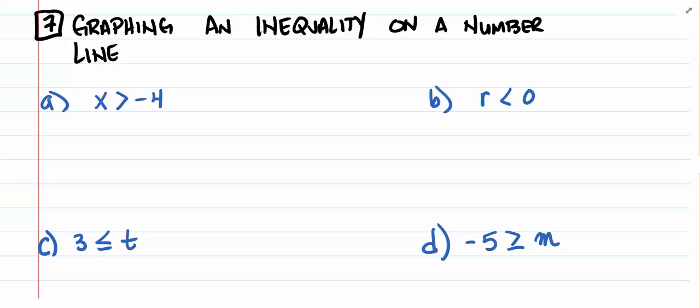Box number 7 is learning how to graph an inequality on a number line. And I'm going to teach you how to do this. I have 4 examples. Example A says x is greater than negative 4. Here is how you do it.